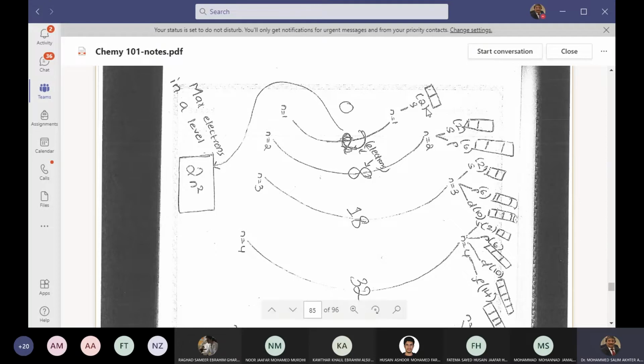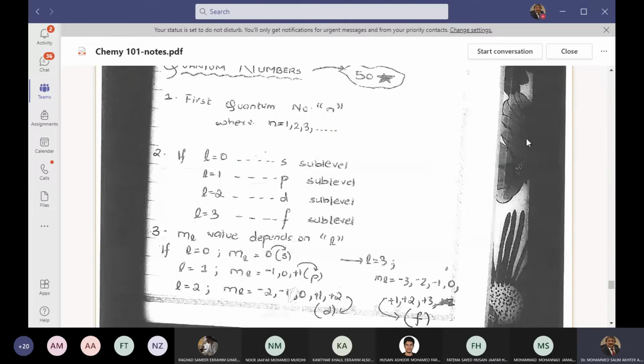So S sublevel, one box only. So cancel this, make it one box here. P, 3 boxes only. D, 5 boxes only. F, 7 boxes only. Then I go back to my previous page.